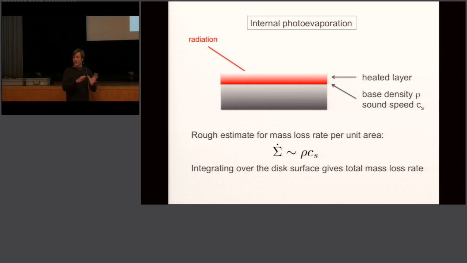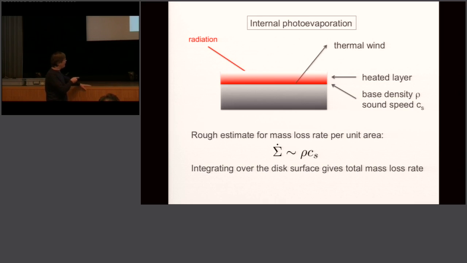If instead we're dealing with X-rays or FUV radiation, there'll be a much smoother transition between the region that's being heated by those radiation sources and the region that's not. Now, if we define the base density of this heated region to be ρ and the sound speed to be Cs, then a rough estimate would say that the mass loss rate per unit area would just be the product of those two quantities. Okay?